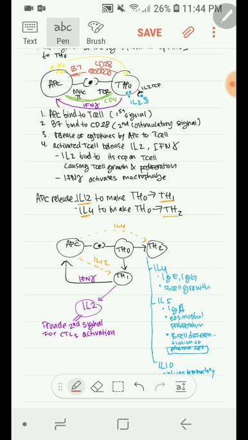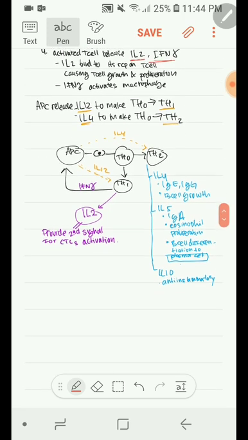The activated T cell will release IL-2 and interferon gamma. IL-2 binds to its receptor on the T cell, causing T cell growth and proliferation. Interferon gamma activates the macrophage.